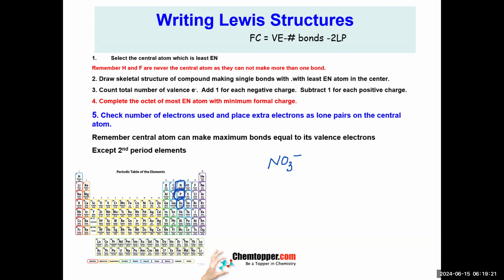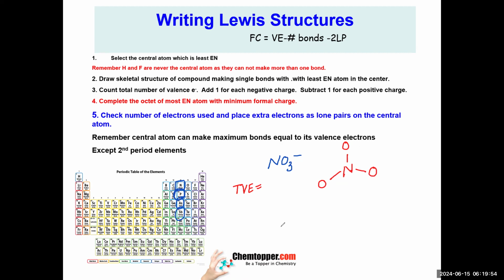P, arsenic, all these can make 5 bonds, but not nitrogen. So follow the rules. Central element, skeleton, total valence electrons. I'm following the rules the way I've written. Yes, who is going to give me total valence electrons?